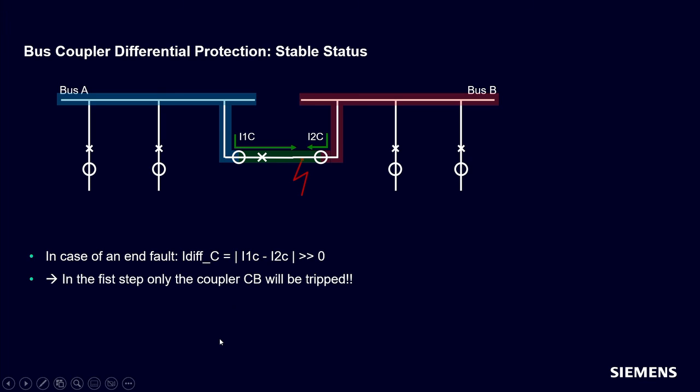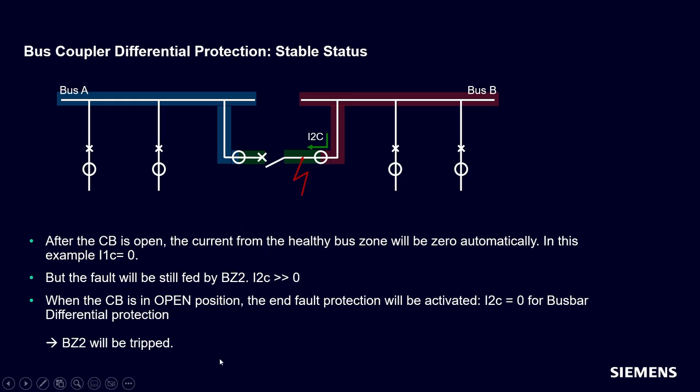Now let's assume there is a fault in this green marked area. Then the current is flowing towards the fault and the direction of the current in the right CT changes. This leads to a differential current greater than 0. Now in the first step, only the circuit breaker of the coupler will be tripped. After the circuit breaker is open, the current from the healthy bus zone will be zero automatically. In this example, I1C, the left CT, is 0. But the fault is not yet cleared, it is still fed from bus B.